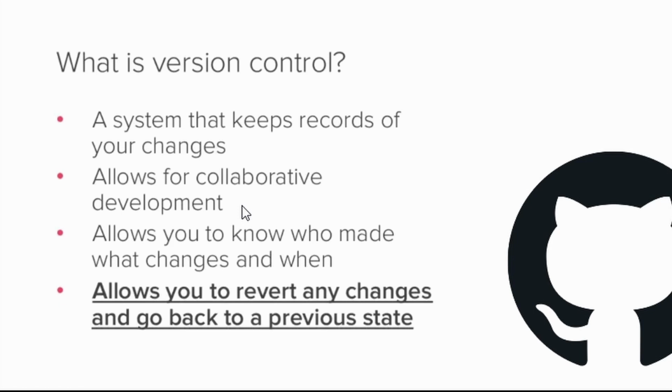It has many uses. So it allows collaborative development. The third point allows you to know who made the changes, and when and why. So you can easily see through Git and GitHub who did the changes, what the changes were, when it was done, and you can also specify in the commit why you made that change. It allows you to revert any changes and go back to the previous state. That's what I talked about: you can switch between versions, going back and forth with just a few clicks and by running a few commands.